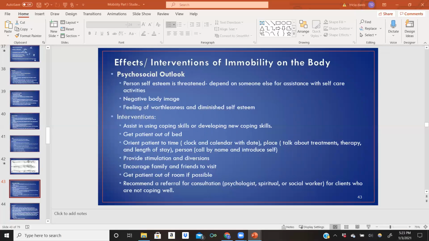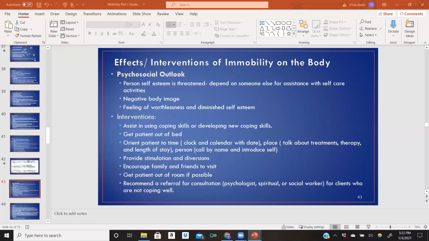So some interventions that we can do to help with their psychosocial outlook is we can assist them in using coping skills or developing new coping skills. We can get the patient out of the bed. This gives them a sense of accomplishment. It makes them feel like they did something. And even though you're helping them, they're still doing something on their own.